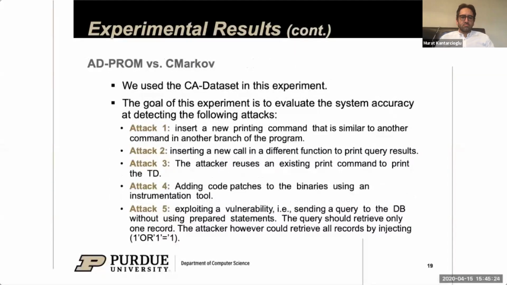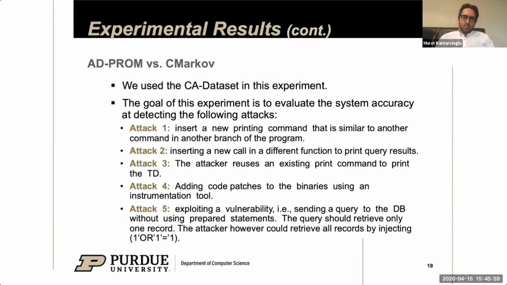In the first experiment, we compared AD-BROM with C-Markov, as C-Markov is the closest to our system. The goal of this experiment is to evaluate the system accuracy at detecting real attacks that aim at leaking data. We created 5 attacks. The first 3 attacks, we assume the attacker has access to the source code. In the first and the third attacks, the changes to the code issue call sequences similar to other branches in the program. In the fourth attack, the attacker has access to the binaries.